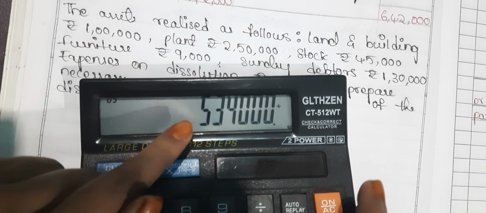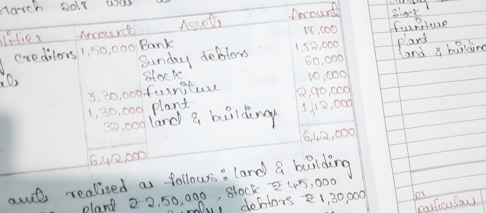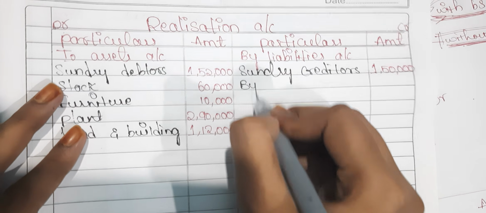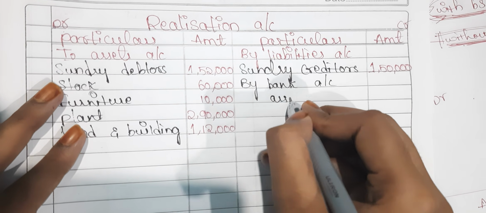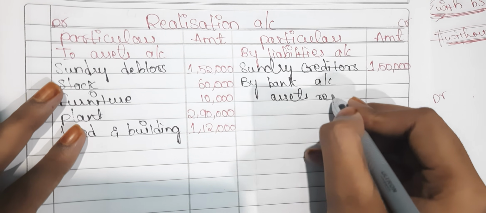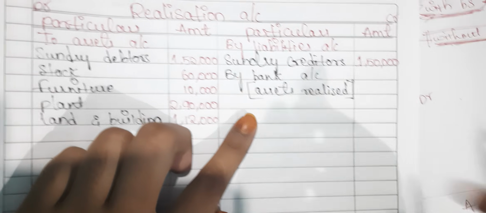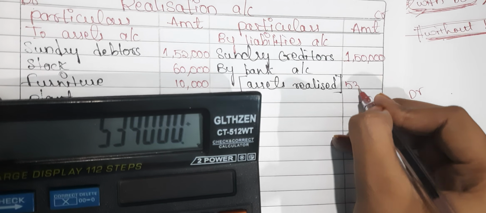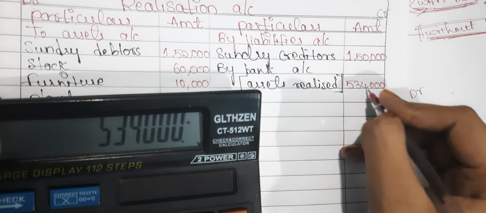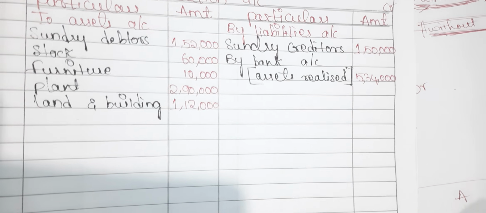These are only the assets which got realized. Okay, how much is the amount? It is 5,34,000. So what you need to do here? You need to write by bank account. What are these, assets realized, right? So write it in a small bracket so that you understand and the examiner also understands which amount you are taking here. By bank account, how much is it? It is 5,34,000. Got my point?